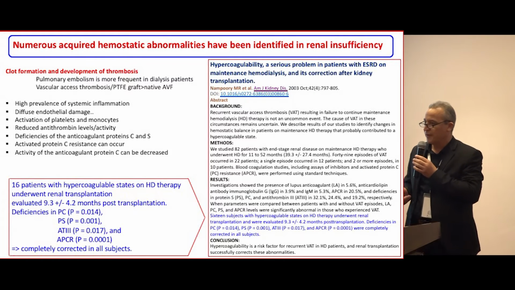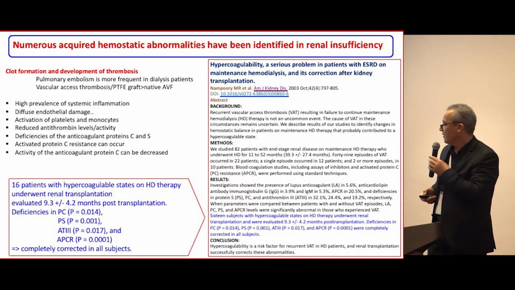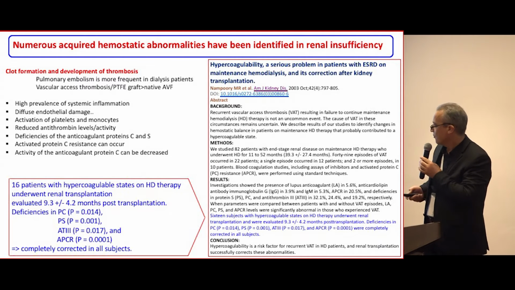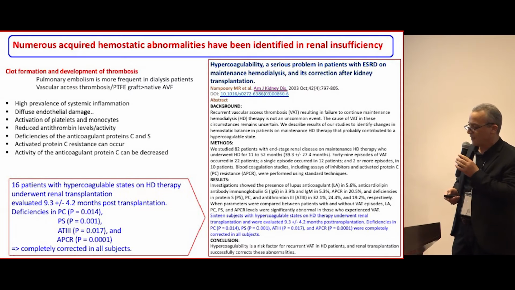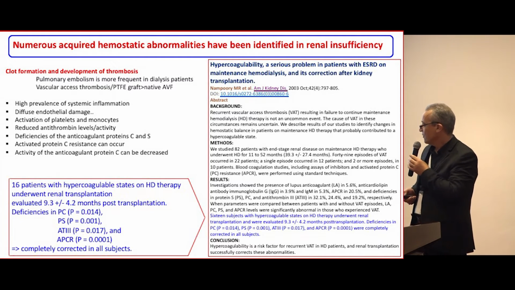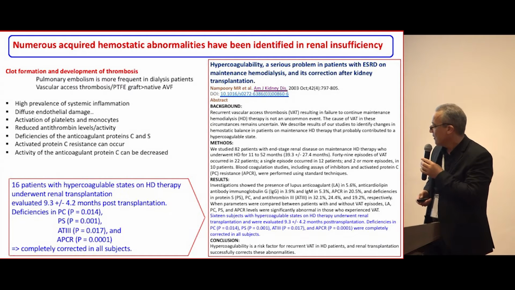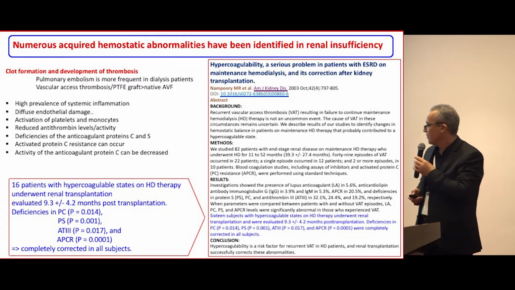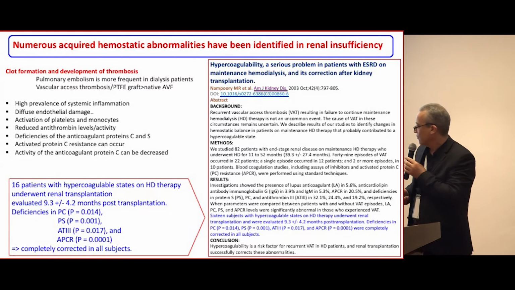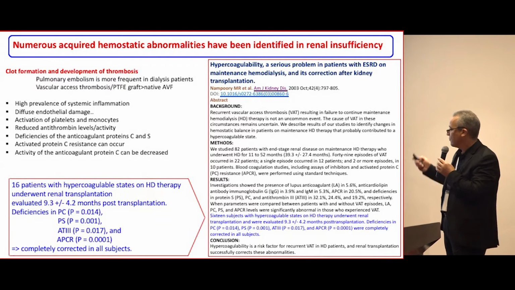Not only this, but CKD patients are also subject to clot formation and increased development of thrombosis, as we know that pulmonary embolism is more frequent in dialysis patients. Vascular access thrombosis is also much more important, especially when we have a PTFE graft more than a native arteriovenous fistula. And this is due to the high prevalence of systemic inflammation in CKD patients, but also diffuse endothelial damage, activation of platelets and monocytes, reduced antithrombin activity level, deficiency in anticoagulant protein C and S, and also alteration of the activated protein C with resistance to it.